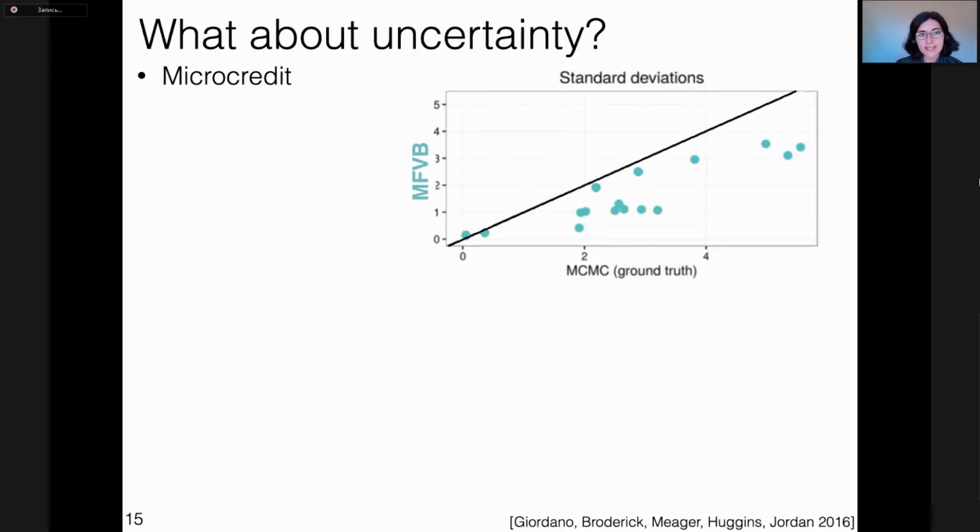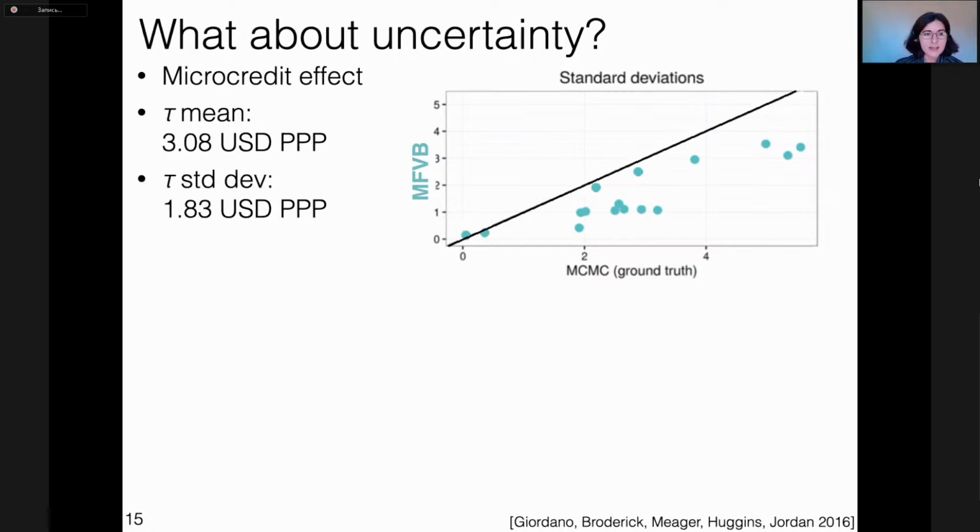And in general, we tend to see empirically that it underestimates uncertainty. And this has a real empirical consequence. So suppose that I'm interested in tau, again, the microcredit effect. How much is microcredit helping people, if at all? And I find perhaps that the posterior mean is something like $3 US purchasing power parity every 2 weeks. So it's helping people, it's positive. And then maybe I find that the standard deviation is 1.83 US purchasing power parity. And so the mean is 1.68 standard deviations from 0.